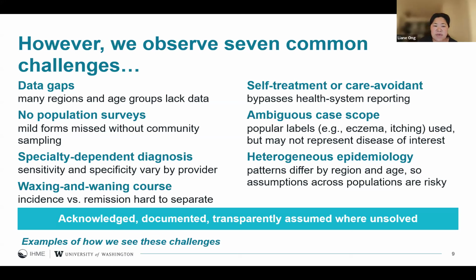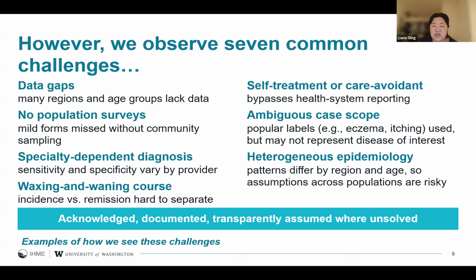We also know that many of these diseases observe a waxing and waning course, and so that makes it difficult to disentangle the difference between new incidence cases versus cases that are just reoccurring. We also know that for many diseases, there are self-treatment options, or there's not necessarily a need to seek care. And so what happens is that those individuals bypass healthcare system reporting opportunities like clinical records.